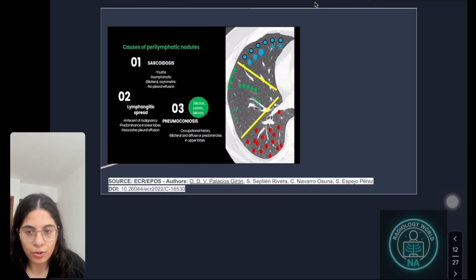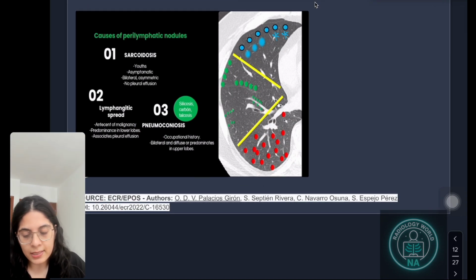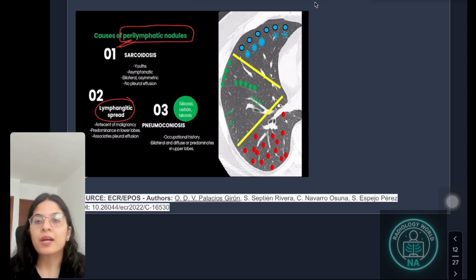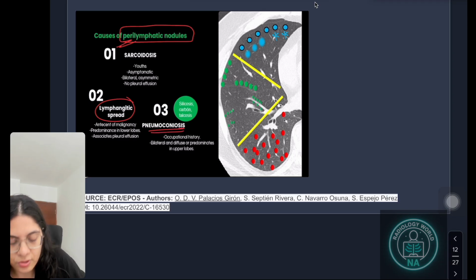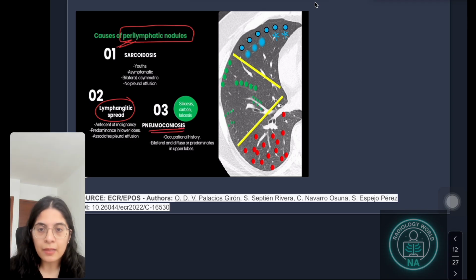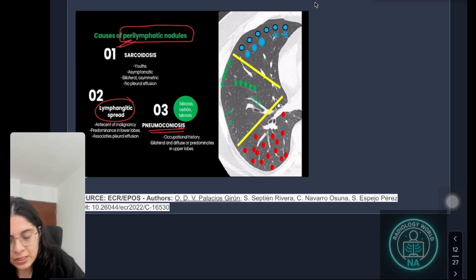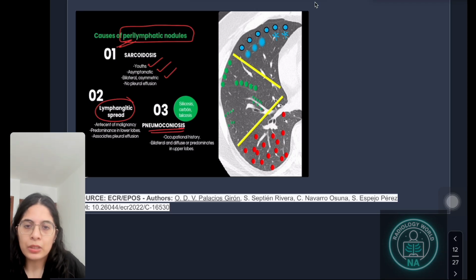This is a very nice important slide. I have taken it from the European Congress site, and you can see that the causes of the perilymphatic nodules are not only limited to sarcoidosis. This is also seen with lymphangitic spread of carcinoma, which is basically your lymphangitis carcinomatosis. It is also seen with pneumoconiosis, but again the history will be a little bit different, because in pneumoconiosis you will get some sort of occupational history, whereas in lymphangitic spread you will get a history of either breast carcinoma or lung carcinoma, and it's more focal. Sarcoidosis is usually seen in youth. It is asymptomatic, usually bilateral, and there is no pleural effusion. So that is basically about your perilymphatic distribution of sarcoidosis.